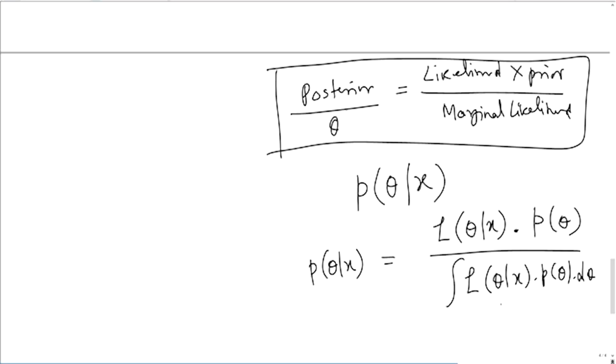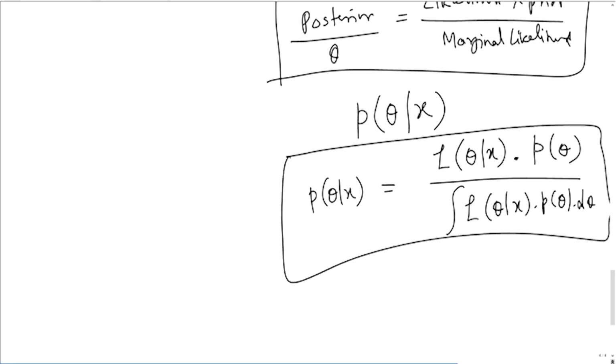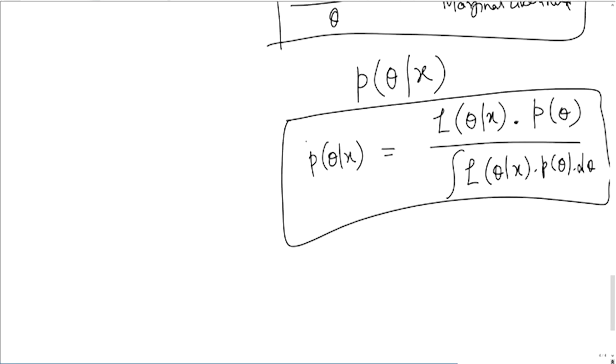Even if you ignore this constant term, you would get an approximate posterior distribution of theta. It would just be unnormalized. The area under the curve won't be equal to 1, but it would contain almost the same information. Okay, so this is how you can calculate the posterior distribution of parameter theta given the data x.